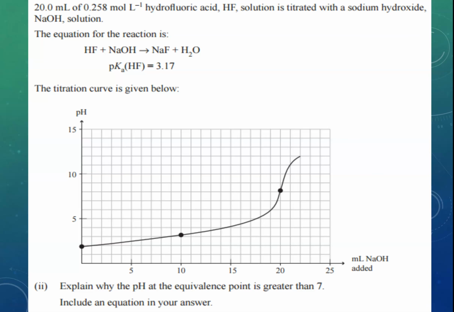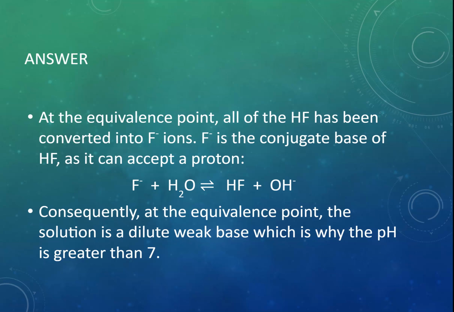So the question that this particular exam paper asked was to explain why the pH at the equivalence point was greater than 7. And you can see that that's probably about 8.1, 8.2, just by reading off the graph. So to answer that question, first you need to talk about how at the equivalence point all of the HF has been converted into F-. F- is the conjugate base of HF. There's my equation to show that F- is a conjugate base, and consequently, because the solution is a dilute weak base, the pH will be greater than 7. That's all we need to say.